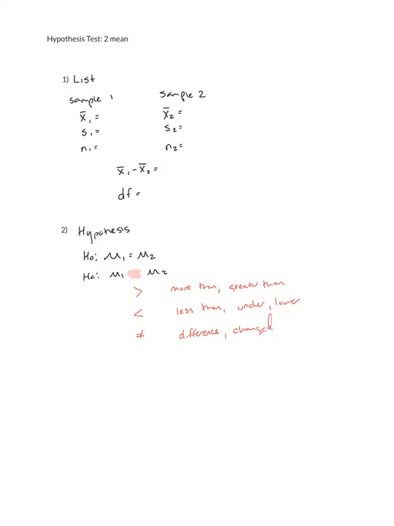Keep in mind here that these top two are one-tailed, which means I'll use the t-table just as written, and this bottom one is a two-tailed test. What that means is once I find that p-value, I will double it.